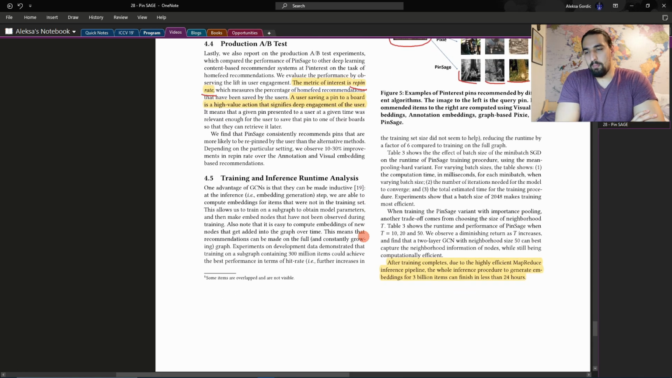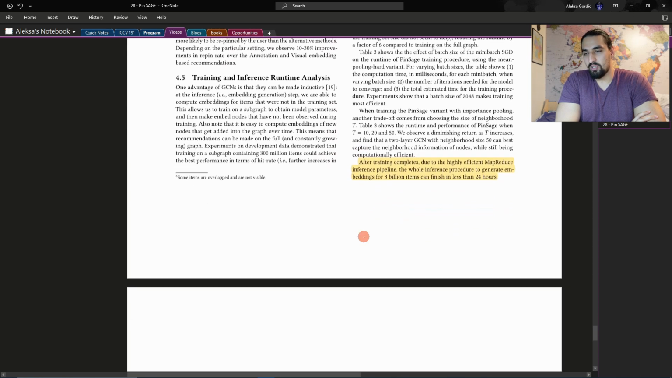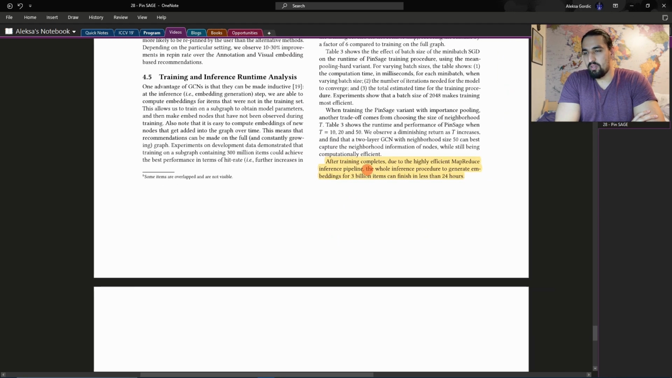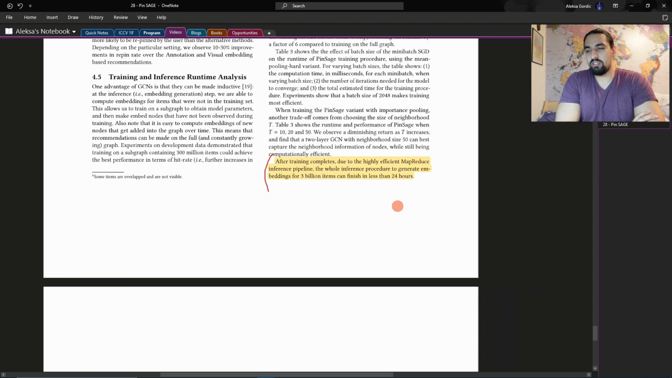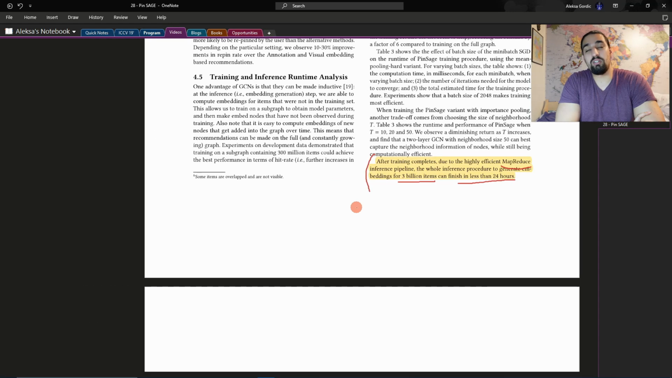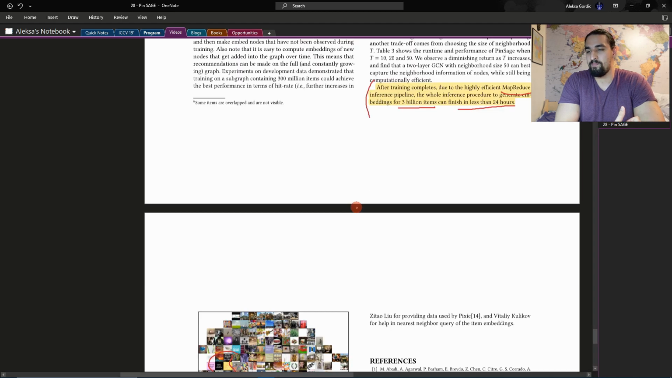So let me wrap up the paper. Basically, a couple more details. This one is interesting. After training completes, due to the highly efficient MapReduce inference pipeline, the whole inference procedure to generate embeddings for 3 billion items can finish in less than 24 hours. So this is impressive, and you can see how much engineering went into this system. There's a lot of innovation happening in engineering also. It's not only about research.